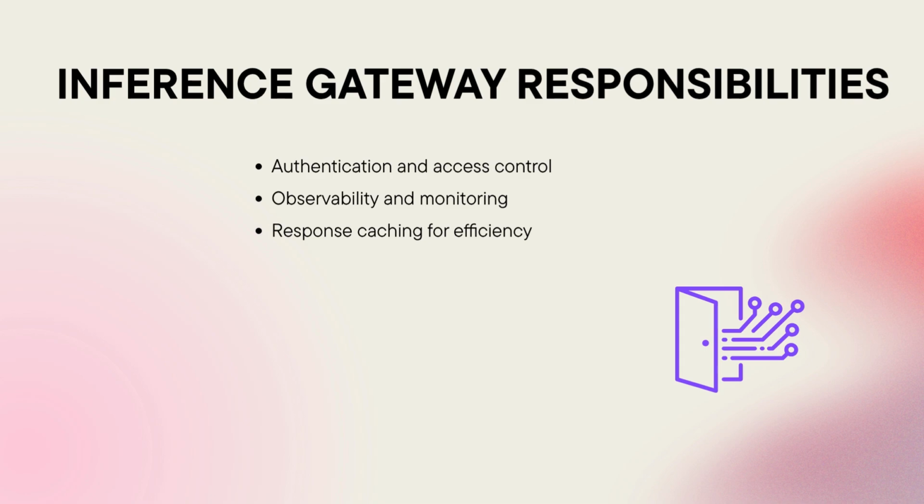They also provide observability: metrics, logs, and traces that help operators monitor performance, detect anomalies, and troubleshoot issues quickly. Finally, gateways can employ caching, storing frequently requested results to reduce redundant computation and speed up responses. This is especially valuable for models that are resource intensive or serve repeat queries. Together, these responsibilities position gateways as the guardians of reliability, security, and efficiency in AI production environments.